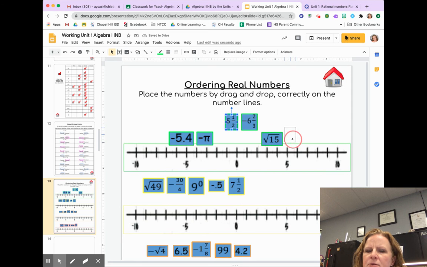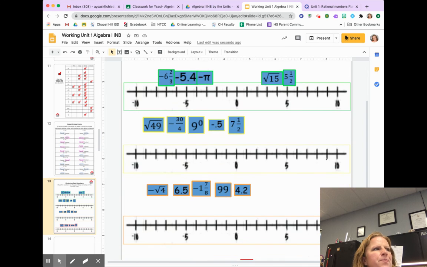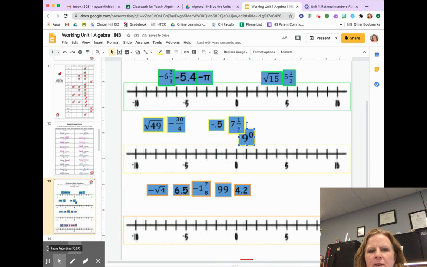5.5. And negative 6 2/3. You're right up there. I'm going to scoot this over a little bit. There we go. Now I can see it. Okay, so those numbers should be on the number line now. Okay, so I'm going to pause it. I'm going to let you complete this. Real quick, though, what's 9 to the 0 power? It just equals 1, yeah. So we'll put this on 1. Okay, I'm going to pause it and let y'all finish it.